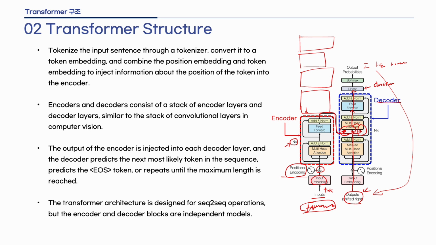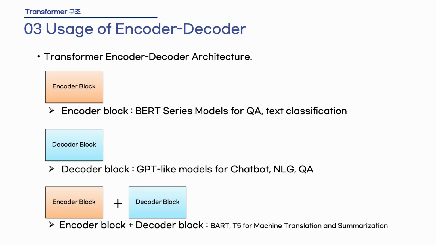This transformer architecture is designed for sequence-to-sequence operation, but the encoder and decoder blocks are independent models. Later on, we're going to discuss the use of the encoder block as well as the decoder block at the same time. Okay, as I mentioned in the previous slide, a transformer is basically two different parts. The first one is the encoder and the other is the decoder.